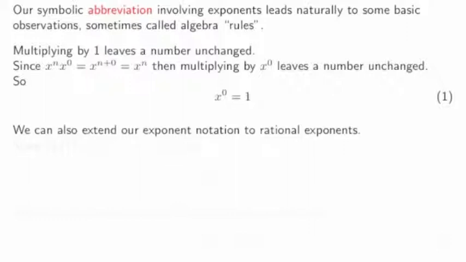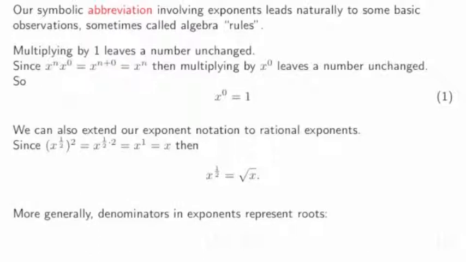We can also extend our exponent notation to rational exponents. Since x to the 1/2 squared, when we multiply our exponents, should give us x to the 1/2 times 2, which is x to the 1, which is x, then x to the 1/2 has the property that when you square it, you get x. So x to the 1/2 must be the square root of x. More generally, denominators and exponents represent roots. X to the 1 over q is the qth root of x. Let's practice this with 2 exercises.